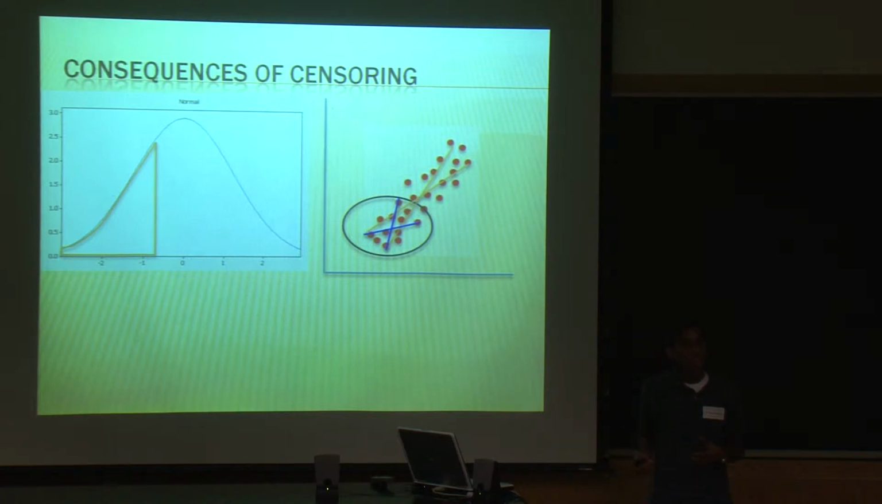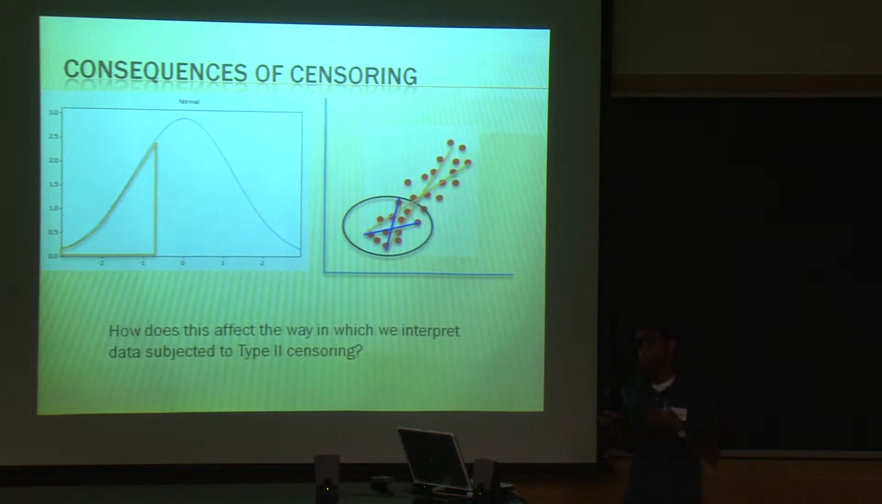What we want to know is how this affects the way in which we interpret data subjected to type 2 censoring. We want to be able to construct confidence intervals for rho using only the information we have about r. To do this, we need to have accurate percentile estimates at the tails of the distribution of r. So what we're going to look at next is how well Fisher's transformation estimates the 97.5 percentile of the distribution of r that's in the right tail.